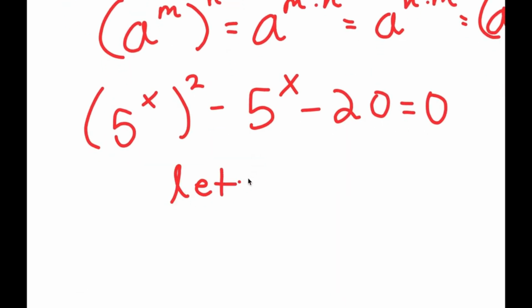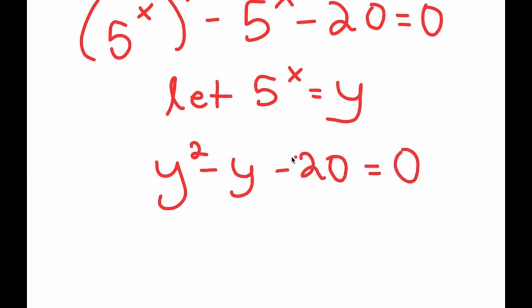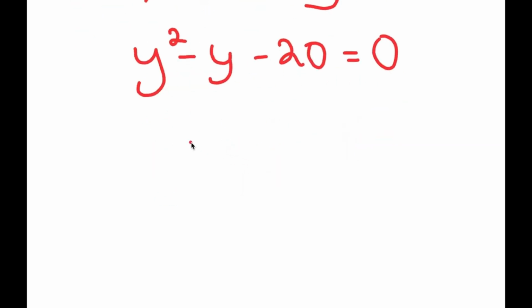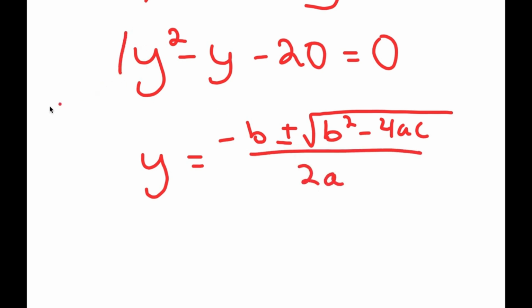And now I'm going to let 5 to the power of x equal y, so I get y squared minus y minus 20 is equal to 0. Now, to solve this, I'm going to be using the quadratic formula, which is negative b plus or minus the square root of b squared minus 4ac all over 2a. So in this case, a is 1, b is negative 1, and c is negative 20.